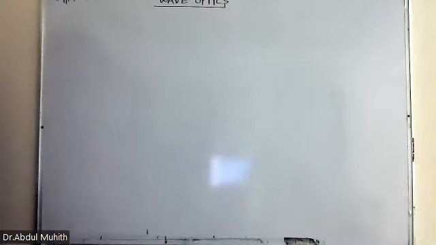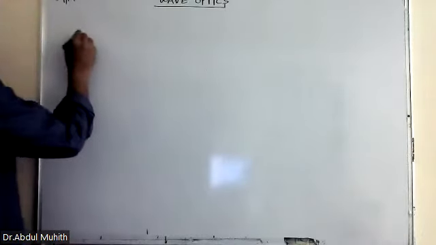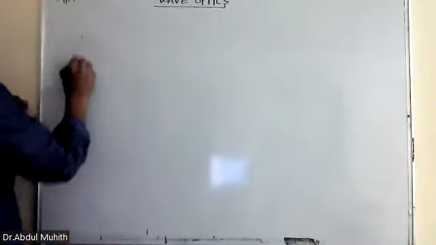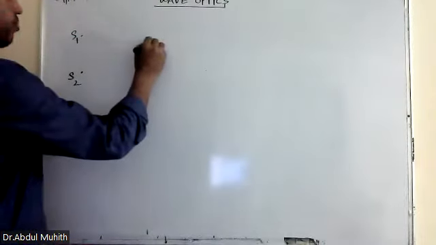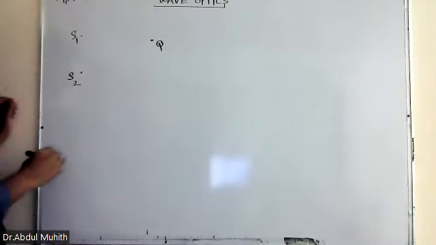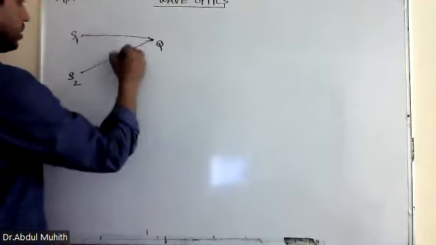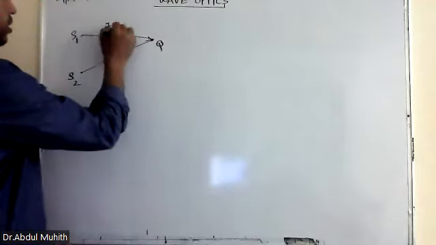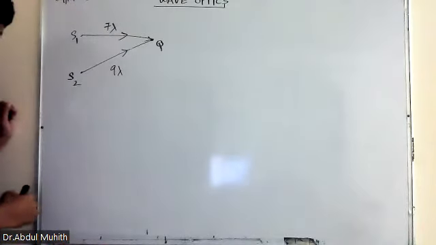Next one is what? Here we have S1, S2. This is S1 and this is S2. These two are meeting at point Q. Now think that there are 7 wavelengths like this, and there are 9 wavelengths. This is 7 lambda, and this is 9 lambda. 9 wavelengths are there, and 7 wavelengths are there.